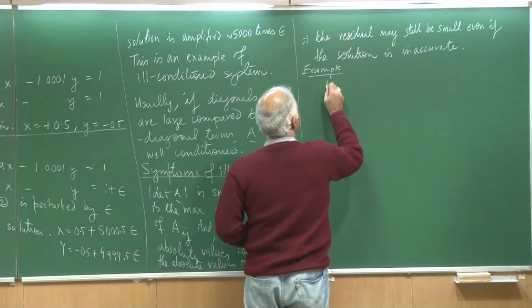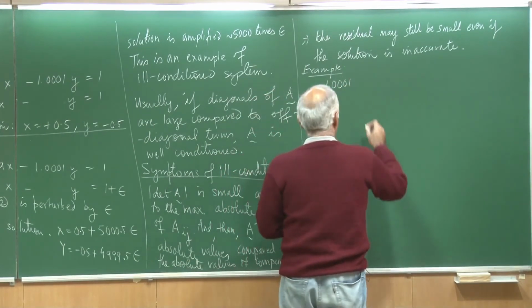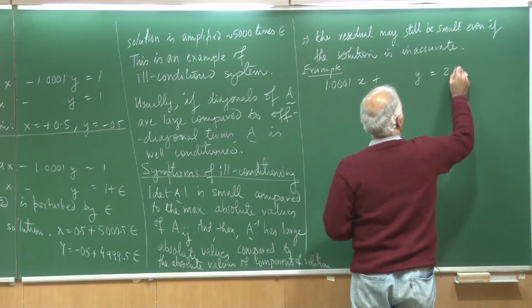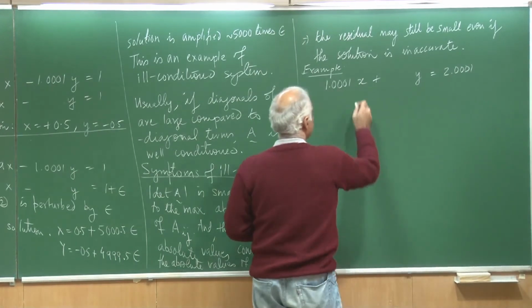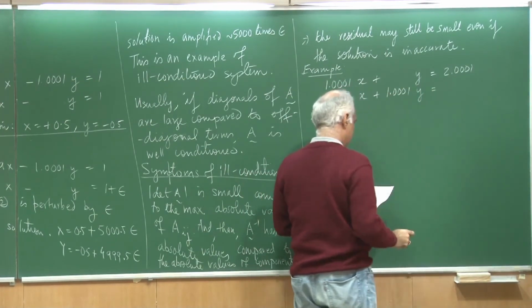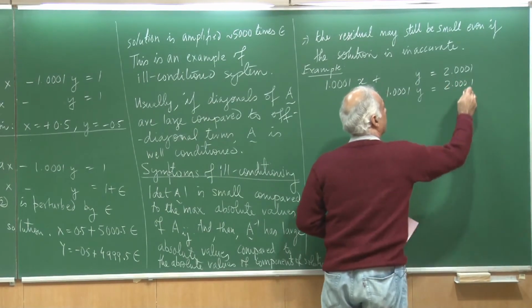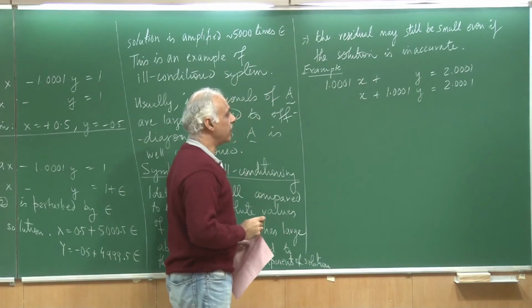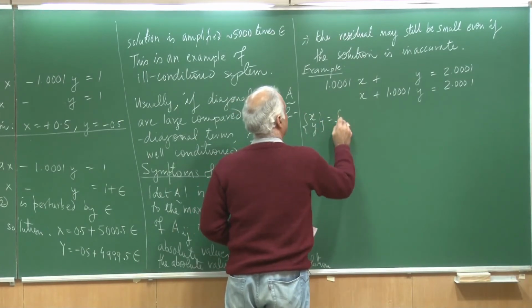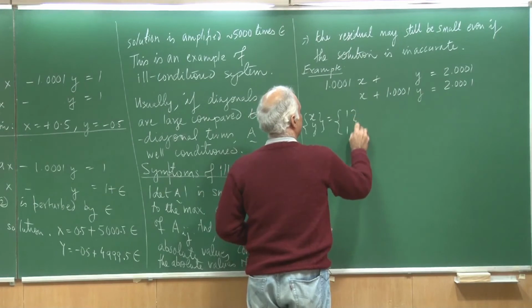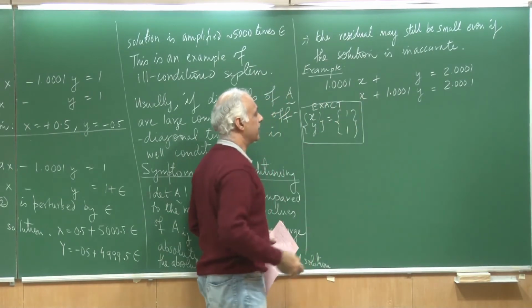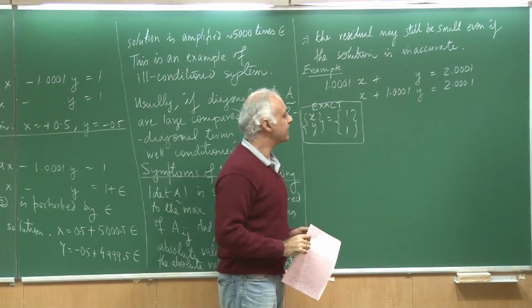So, let me look at this system, which is 1.0001 times x plus y equals 2.0001, and the next equation is x plus 1.0001 y equals 2.001, and I am trying to find the exact solution to this problem. So, the exact solution is given as 1, 1. In fact, you can see it from inspection. If I put x and y both equal to 1, this equation is satisfied.